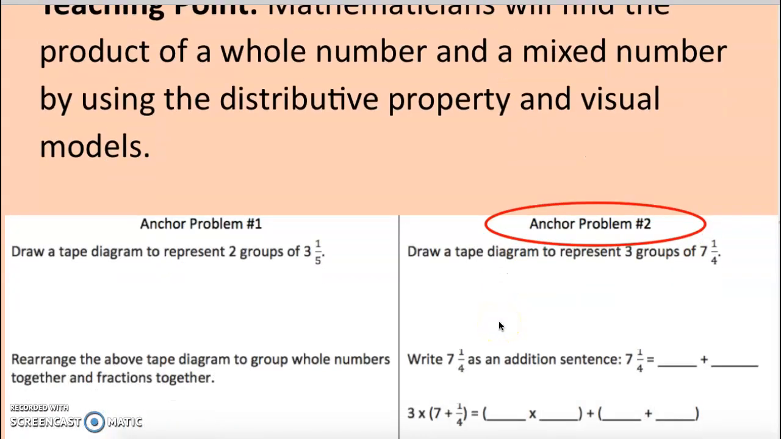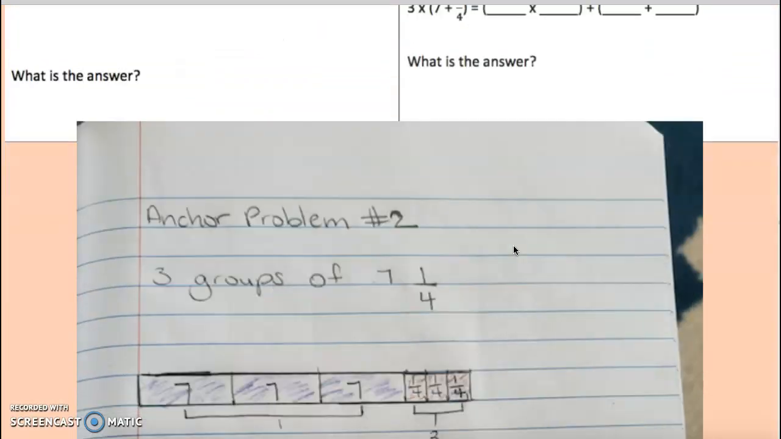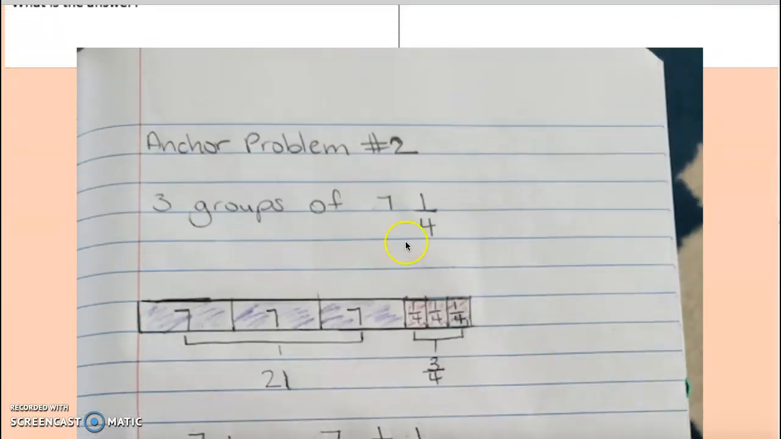Anchor problem number 2 says, draw a tape diagram to represent three groups of 7 and 1/4. So I'm going to do this and I'm going to follow the same steps that I did for anchor problem number 1, except I'm going to skip the initial step and I'm going to jump right into putting my whole numbers together and my fractions together. So I have 3 groups of 7 and 1/4. I represented the whole number of 7 3 times, and then I represented the fraction of 1/4 3 times.